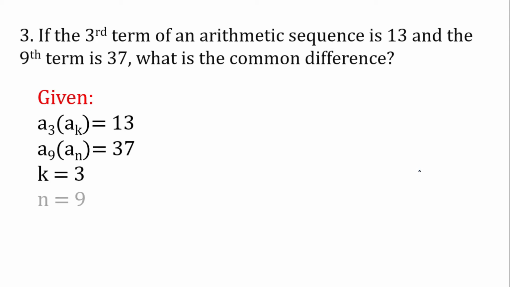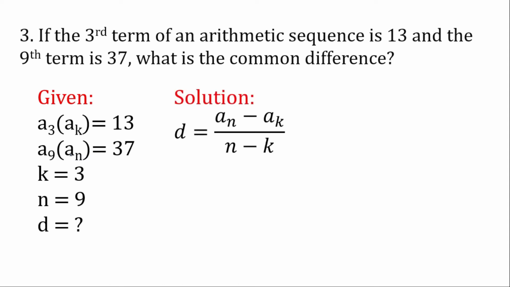Now to get the values of k and n, because we'll be needing these in our formula, just get the subscripts of the terms that correspond to them. So we're going to find our common difference. Use this formula to find the common difference: the last term minus the lowest term available, over the subscript of the last term minus the subscript of the lowest term.